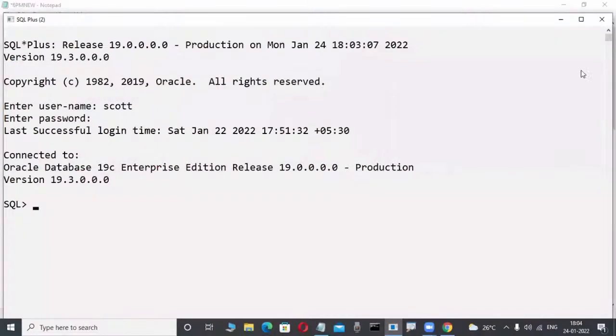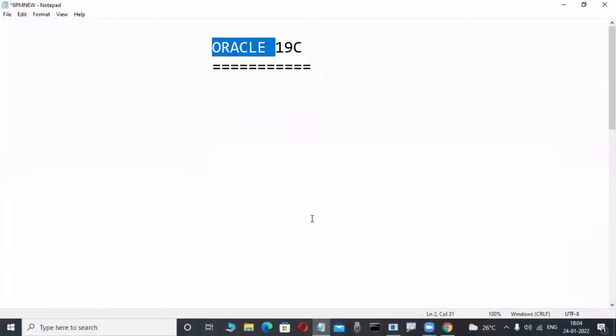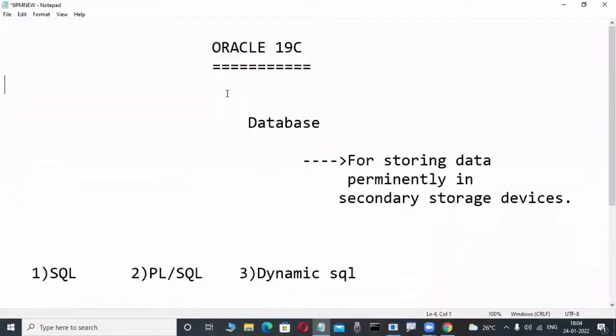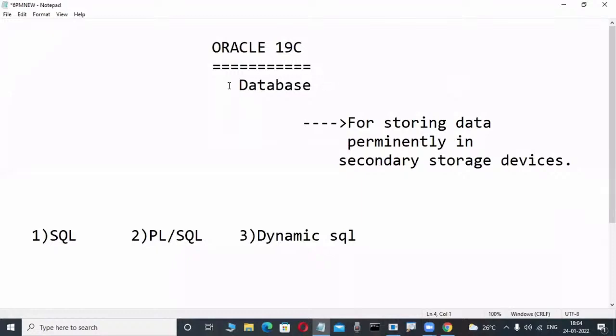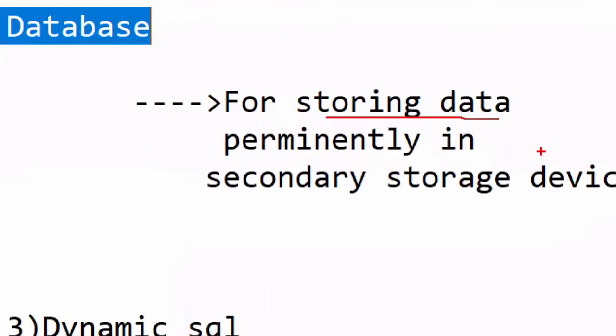What is the purpose of database products? Either Oracle, SQL Server, or DB2, so many products are there. The purpose of these database products is storing data, permanently in the hard disk, in secondary storage devices. But not only permanently storing the data, but also an efficient way of retrieving the data.